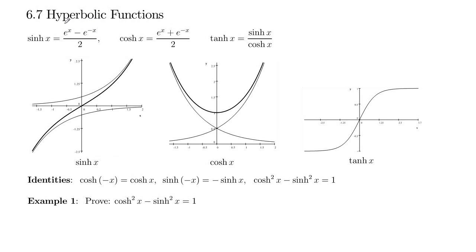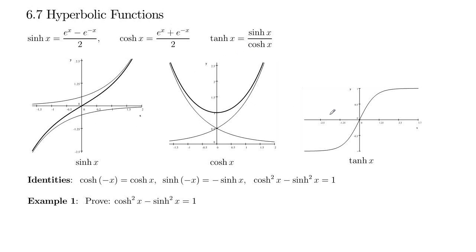So here in section 6.7, we want to look at the hyperbolic functions, and these behave similar to the trig functions, except they're defined here in terms of exponentials instead of the unit circle. So hyperbolic sine, or sinh of x, is defined to be e to the x minus e to the negative x divided by 2. Hyperbolic cosine, or cosh x, is e to the x plus e to the negative x divided by 2. And hyperbolic tangent is sinh divided by cosh, just like regular tangent, the trig function, is sine divided by cosine.